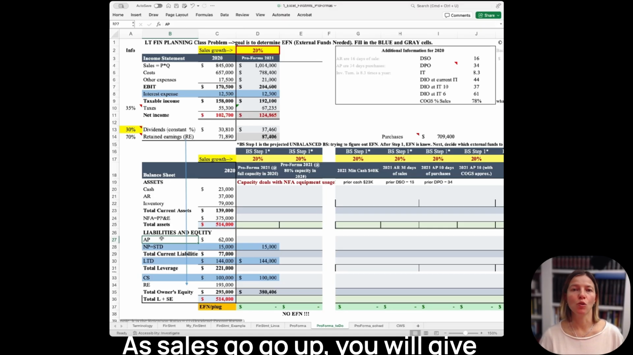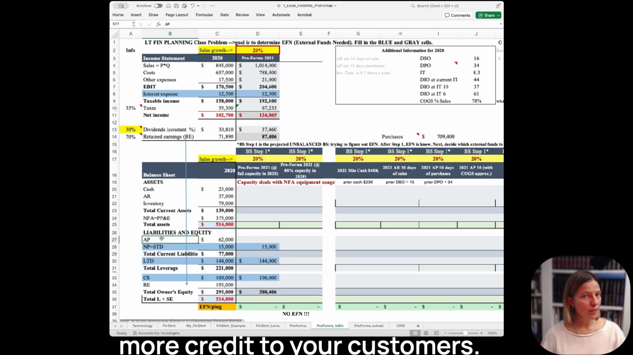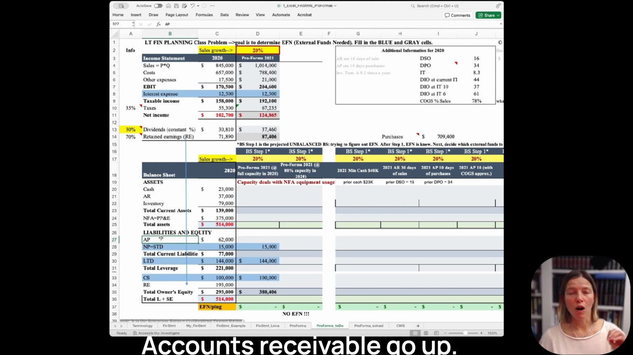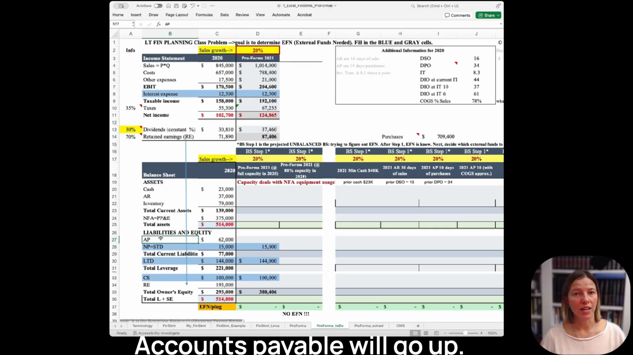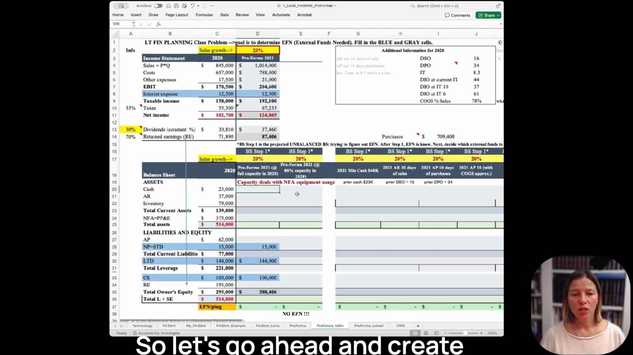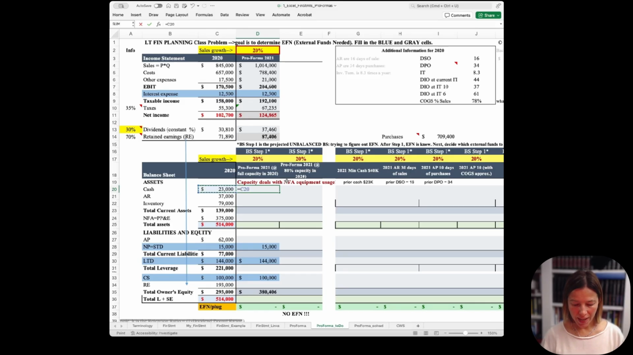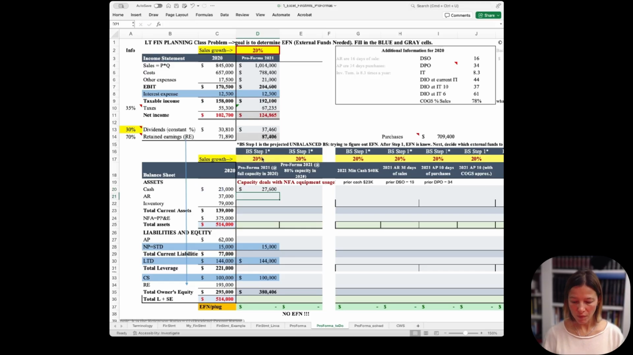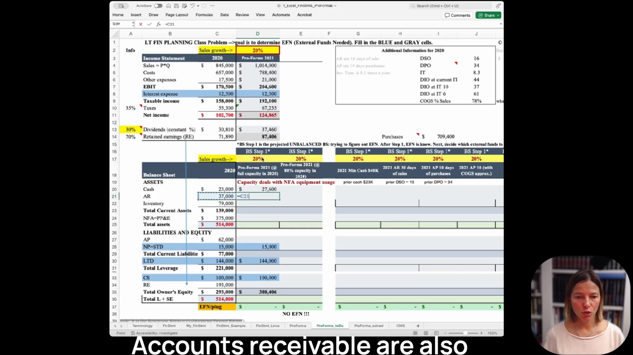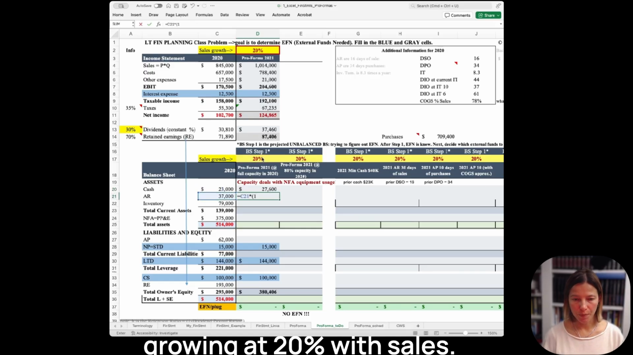As sales go up, you will give more credit to your customers, accounts receivable go up, you will have more inventories go up, and you will take more credit from your suppliers, accounts payable will go up. So let's go ahead and create the balance sheet pro forma for next year. Cash, we're going to assume in this simple example, is growing at 20% with sales. Accounts receivable are also growing at 20% with sales.